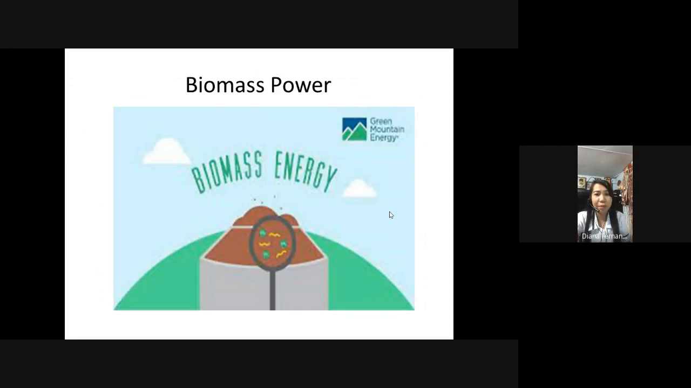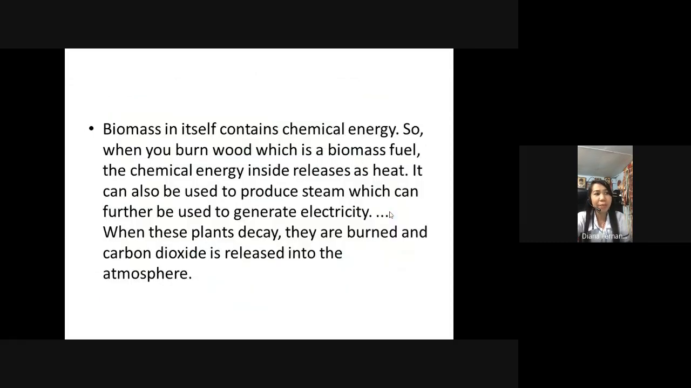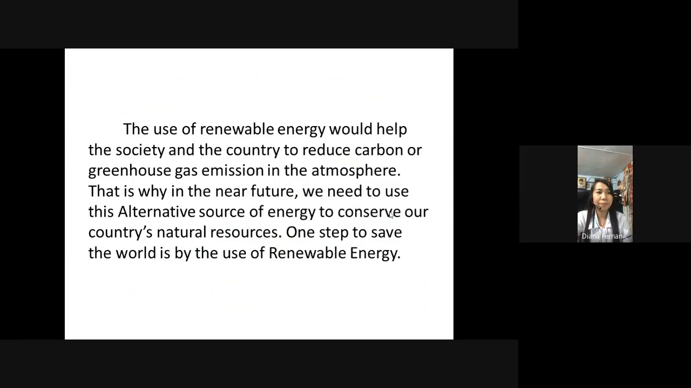So, biomass. Ano naman yun? Anong pinuproduce niya? Nagpuproduce din siya ng heat energy. That biomass in itself contains chemical energy. So, when you burn wood, which is a biomass fuel, the chemical energy inside releases heat and can produce or generate electricity. Yes, ma'am. Ayan. So, dumako na tayo sa use ng renewable energy sa ating society or to our country.